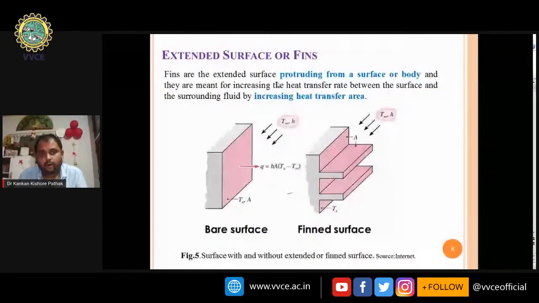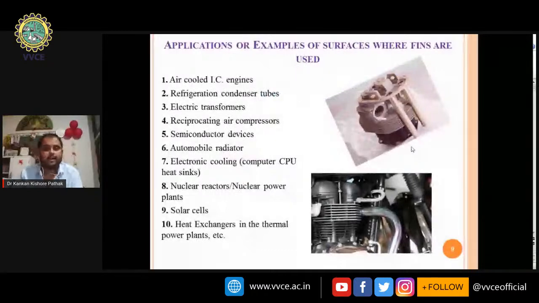Now next part, this is actually the extended surface, meant for increasing the heat transfer between the surface and the surrounding fluid. Now this is the bare surface. In the bare surface, there is no extended surface. Now if you want to increase the heat transfer by adding fins, we are adding these fins here, and it is extended, and this is the protruding part from the base. So this is the bare surface and this is the finned surface. Now, applications or examples of surfaces where the fins can be used.